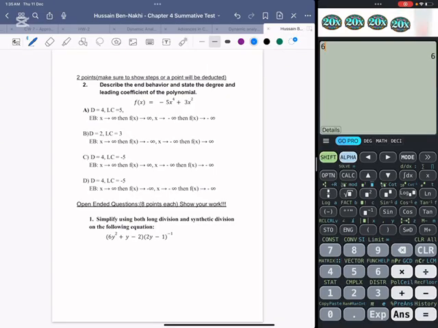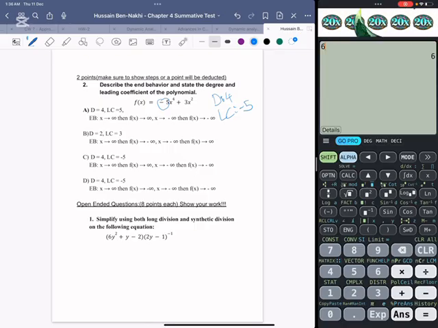Okay, for the second multiple choice question, describe the end behavior and state the degree and leading coefficient of a polynomial. So first, we know that the leading coefficient belongs to the variable with the highest degree. The highest degree here is 4. So our degree equals 4. And its coefficient is what's next to it, which is -5. And it's important to include the negative. So LC, the leading coefficient, equals -5.